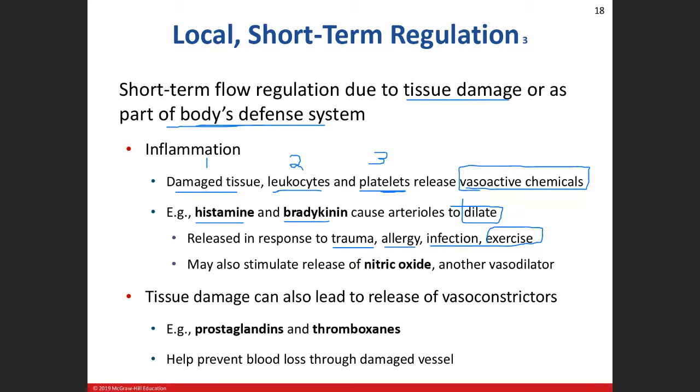So we have vasodilation. We also need to have vasoconstrictors. In this case, we talked about the prostaglandins and the thromboxanes when we were talking about platelets in the last chapter. When we get into infections and whatnot, we'll circle back to prostaglandins and thromboxanes. But their job is to vasoconstrict the blood vessels. Why? Prevent blood loss. Don't want to bleed out. We want to decrease that blood flow. We don't want to lose what blood we have flowing through that area.